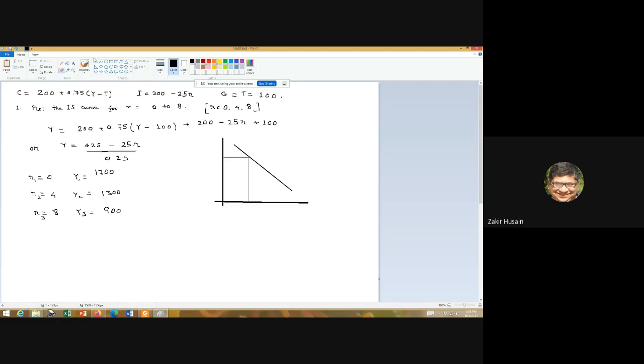Let me extend this. So R is equal to 0, this will be 1700. R equal to 4, 1300. And this is 900.